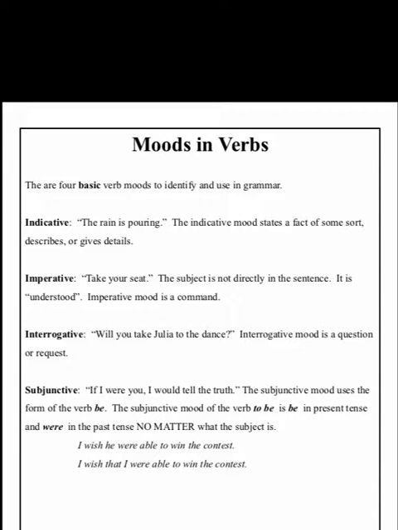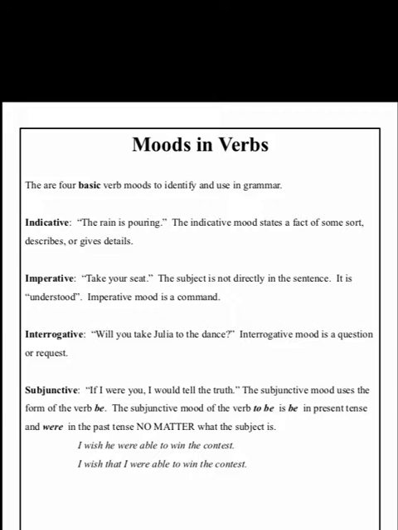As mentioned in the flipped assignment, indicative mood is used when discussing real events and facts. For example, I eat grapes, because that is a fact that I eat grapes. Imperative is giving a command, and usually there is an implied subject. So, take your seat, would be one. This is in contrast to saying, Susan, take your seat. The implied subject is whoever I am speaking to. Take your seat.